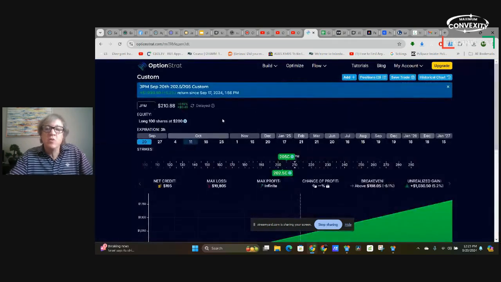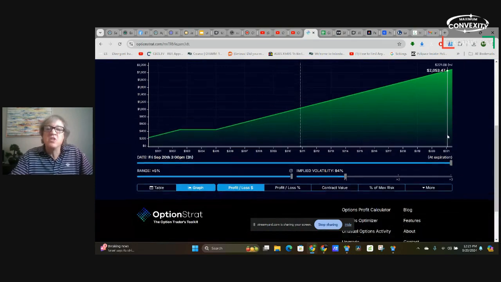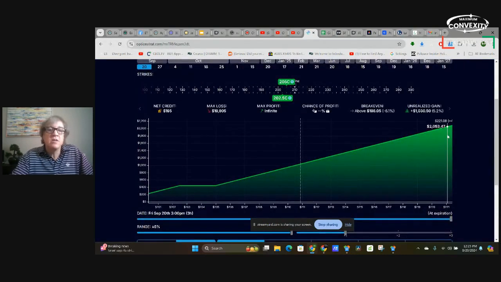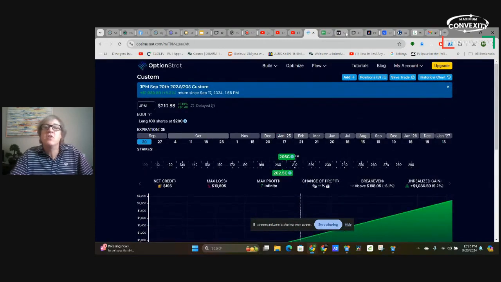Here's a JP Morgan way. Now, JP Morgan is another example of what happens when these things go right. JP Morgan bought the 205 strike call. So it means they're uncapped above 205. Well, the market's trading at 210 right now for JPM.